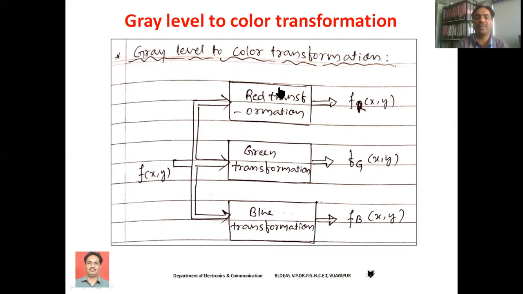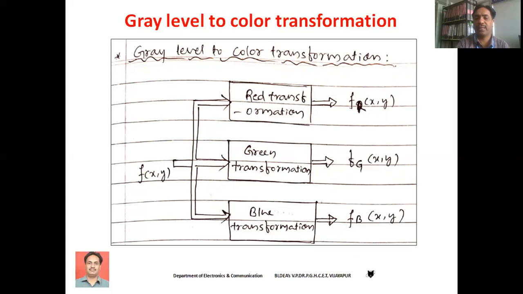We are going to perform three independent transformations: red, green, and blue transformations. These transformations may be of any type depending on the application. Even intensity slicing can be one of the transformations among these three. These transformations provide the outputs f r of xy, f g of xy, and f b of xy, that is, the outputs from the red, green, and blue transformations.